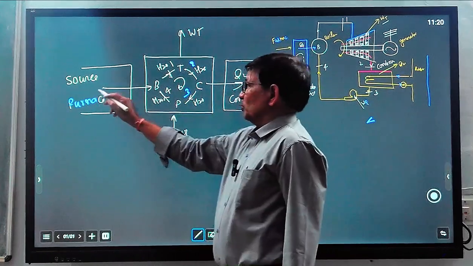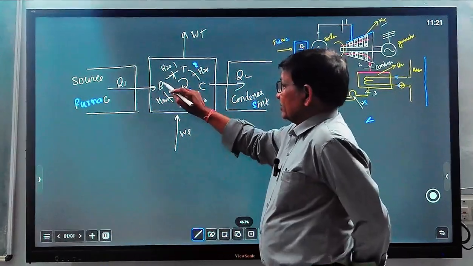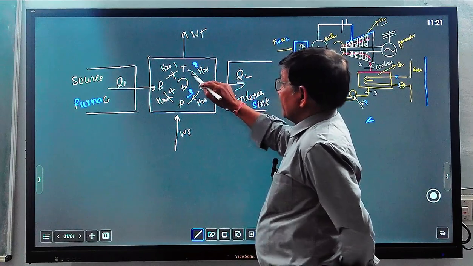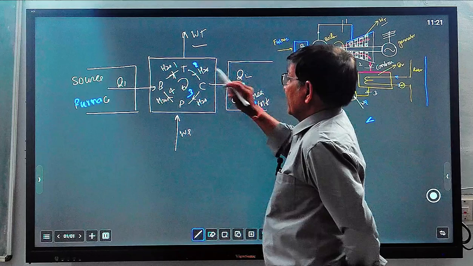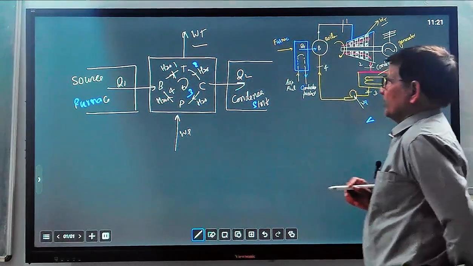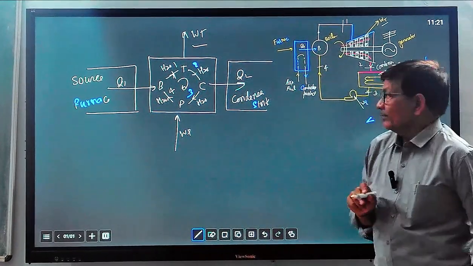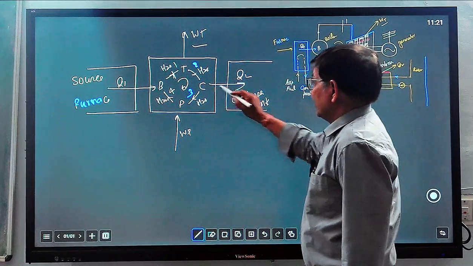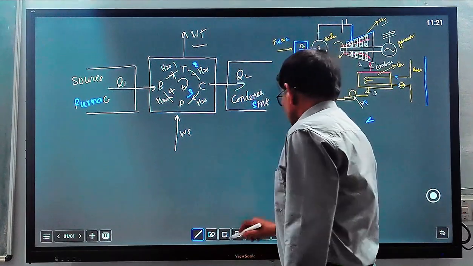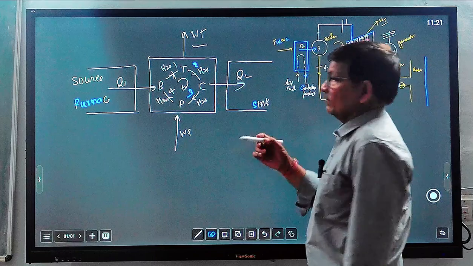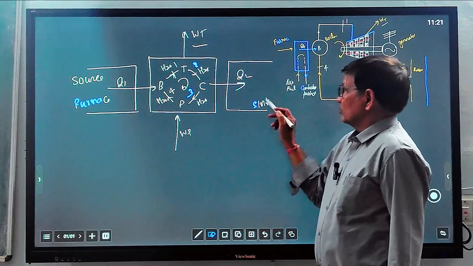Heat is supplied from the source, meaning the furnace, to the boiler, that is amount Q1, and the boiler will generate steam, and steam is supplied to the turbine. The turbine expands, so work is done by the turbine, so you get WT. In process 2 to 3, that is a condensation process, exhaust steam from the turbine enters the condenser, and in this process heat is released from the condenser to the sink. This is a sink, meaning a river or some large reservoir.